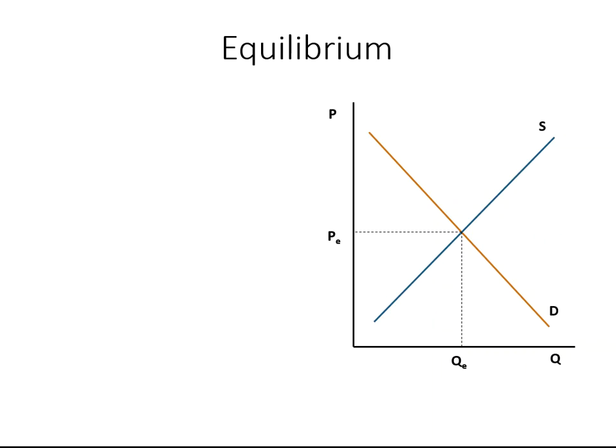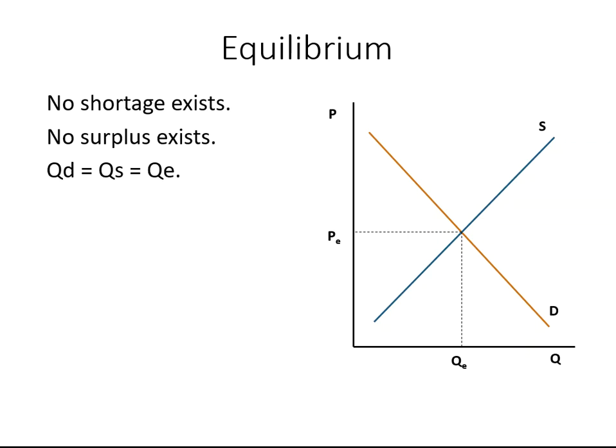At the equilibrium point, we will not see a shortage. Which means at that price, the amount consumers want is exactly the amount the producers produce. So nobody is left over, and there is no surplus either. The amount the producers produce is exactly what consumers want, and there is no product left on the market. In other words, using a formula, the quantity demanded equals the quantity supplied, which also equals the equilibrium quantity.